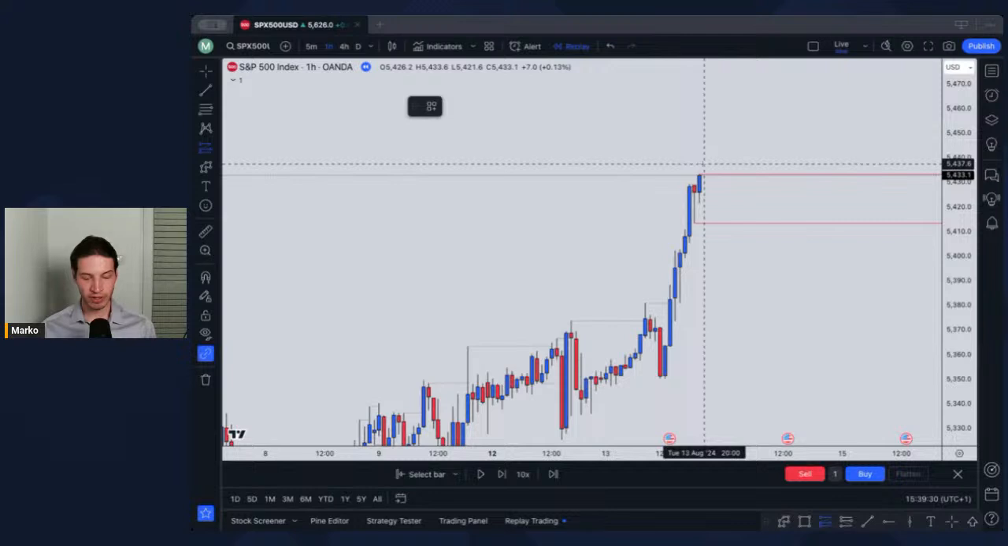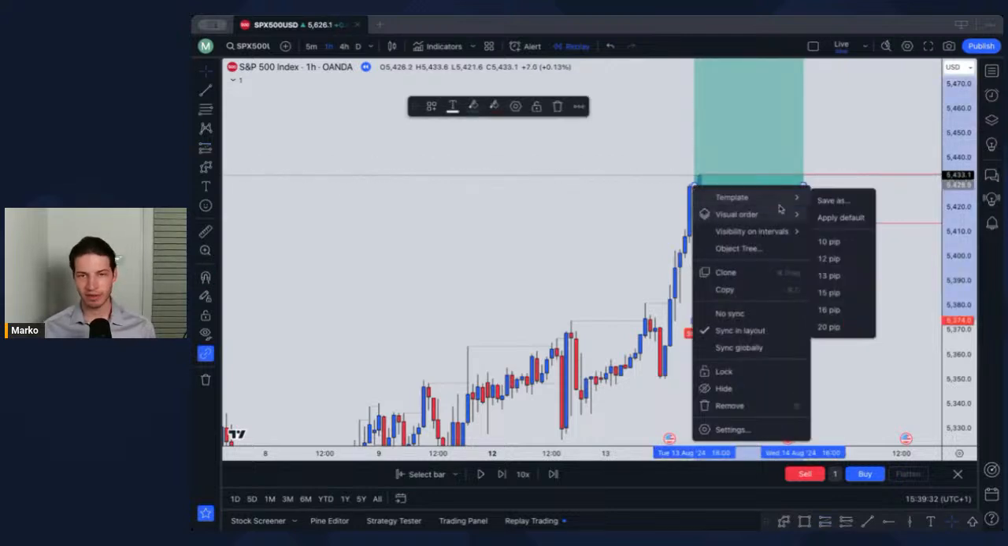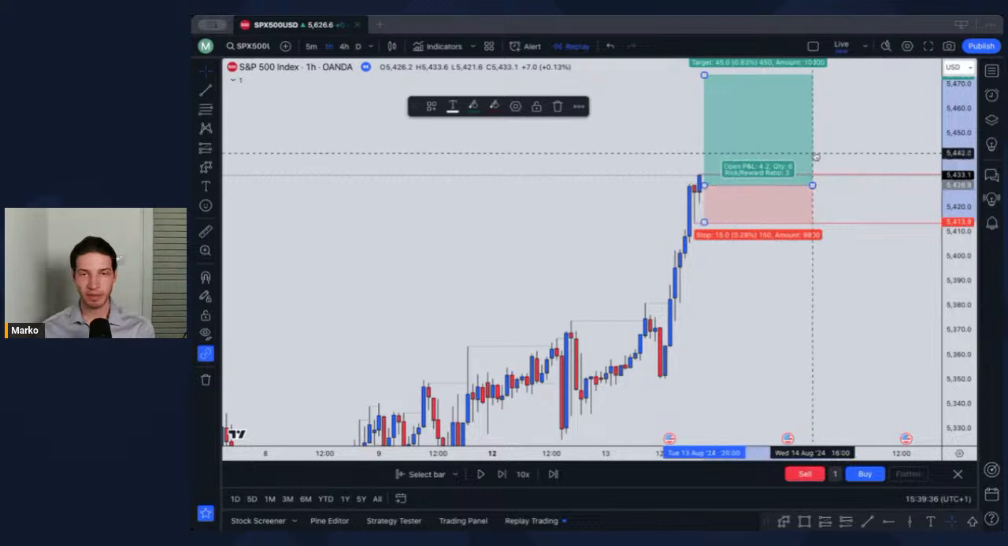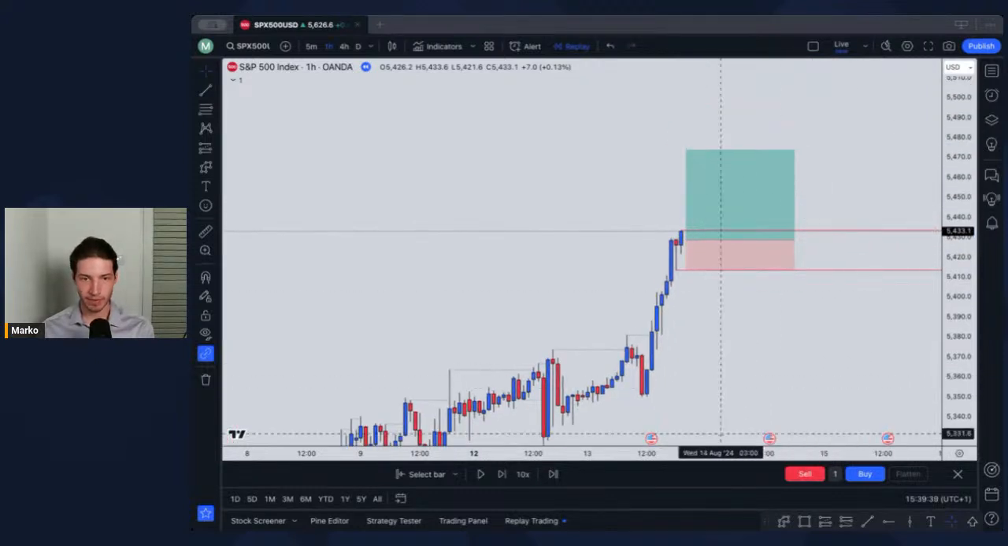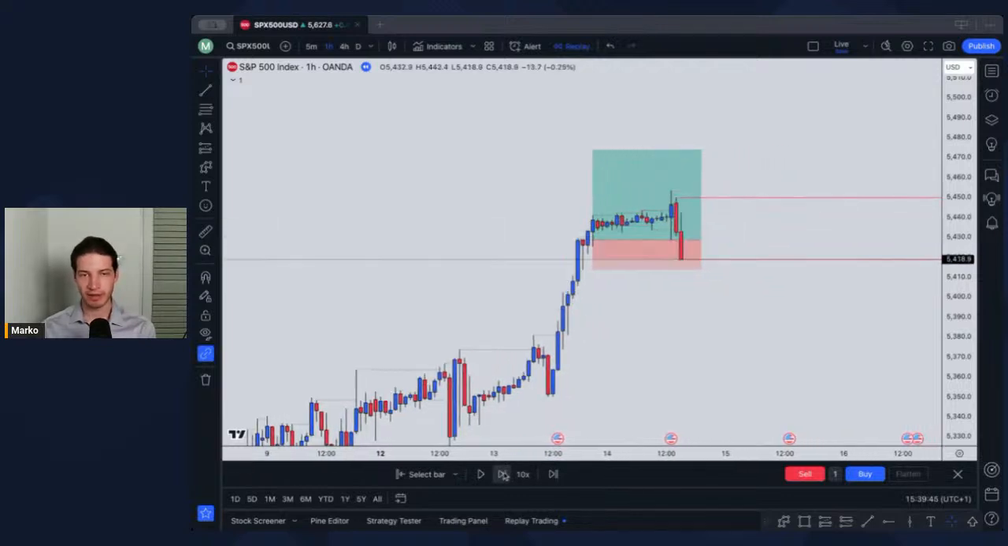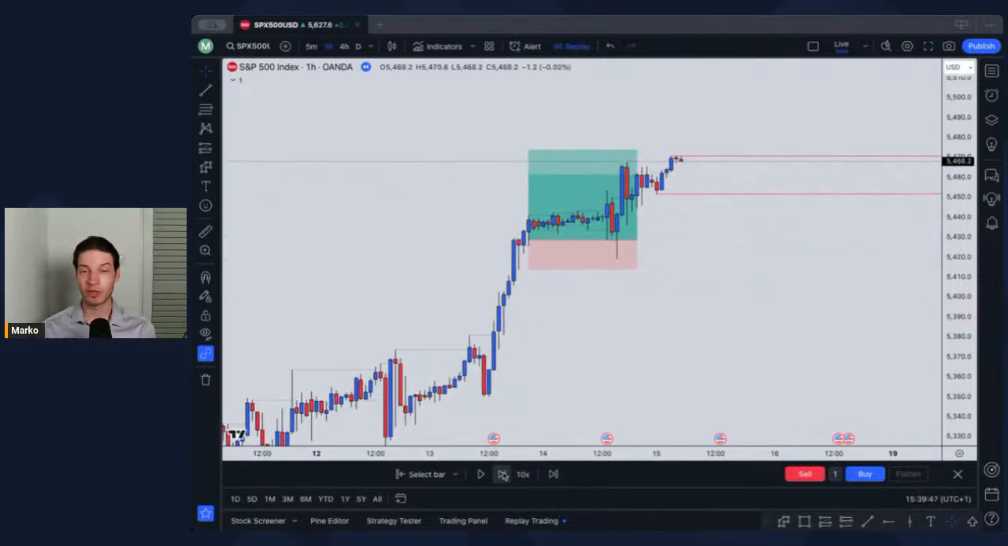Currently I'm testing this with, I think it's a 20 pip stop loss. No, it's 15. So I'm using a 15 pip stop loss and set my order, and price then does hit the take profit. And also I'm using a fixed take profit.